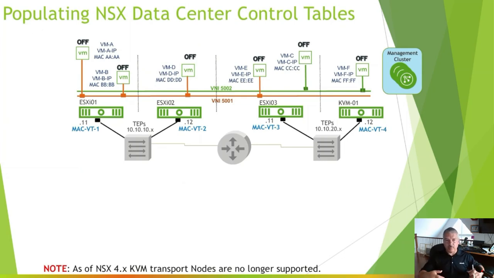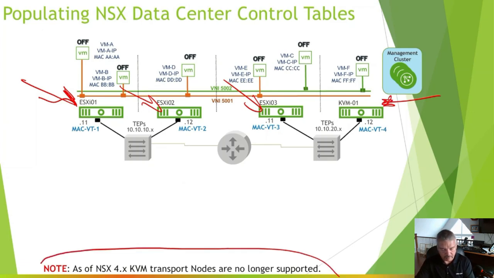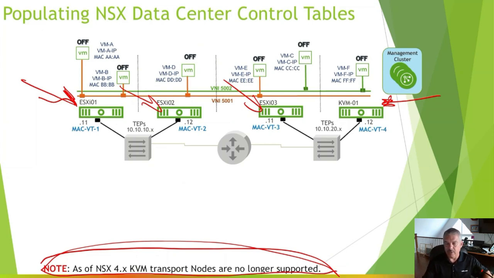And I will demo this when we get into the demo portion. That will be part 2 of the segments here, okay? So when we look at this picture here, first of all, you'll see I got a bunch of transport nodes. I got host 1, host 2, host 3. I even threw in a KVM host over here. Now, a little disclaimer, as of 4.x, KVM transport nodes are not supported anymore. So I'll be modifying this slide, but just for completeness, for anybody playing with anything pre-NSX4, this would be a valid drawing, okay?